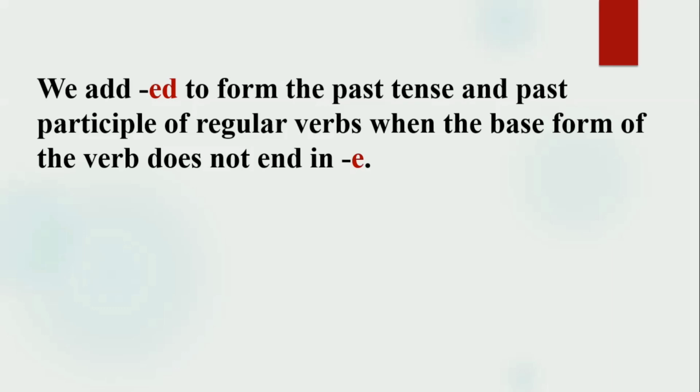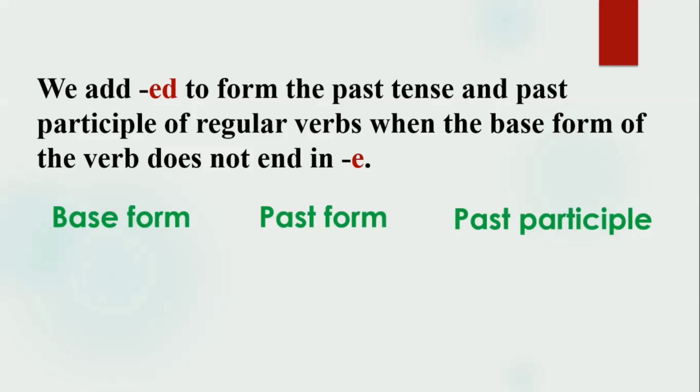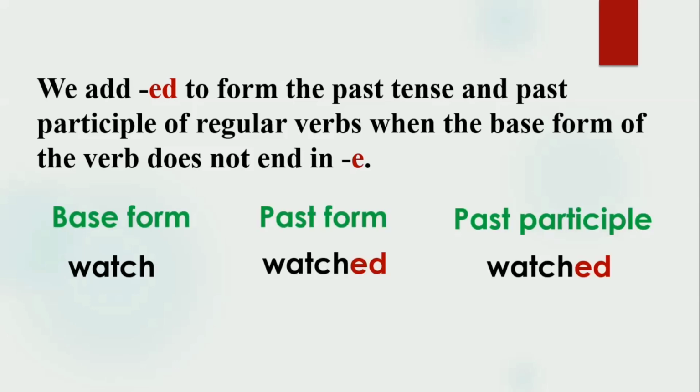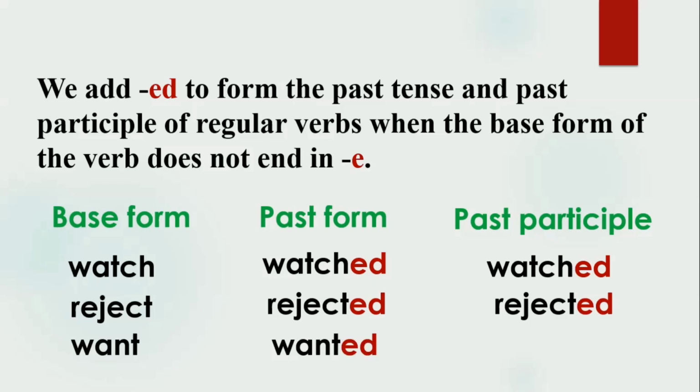We add ED to form the past tense and past participle of regular verbs when the base form of the verb does not end in E. For example, watch, watched, watched, reject, rejected, rejected, want, wanted, wanted.